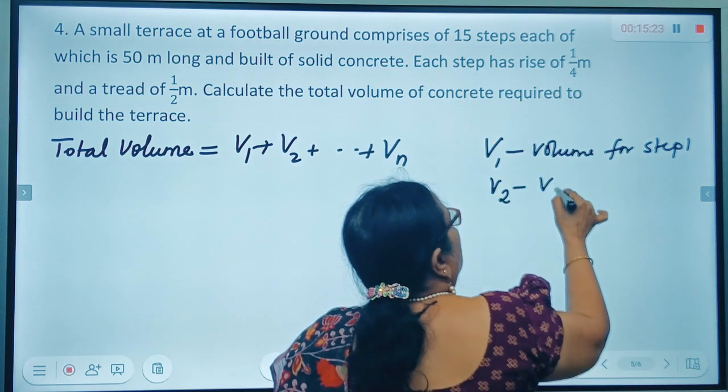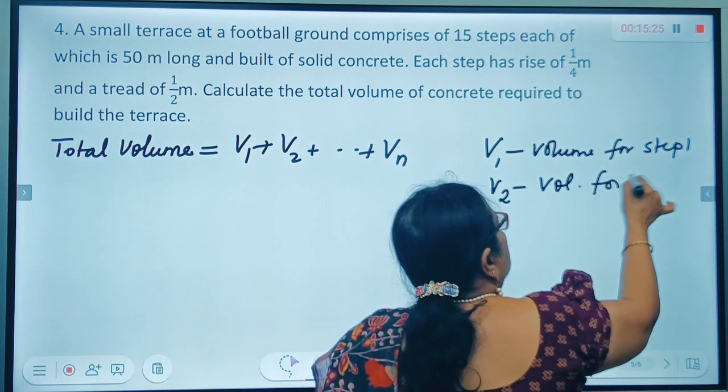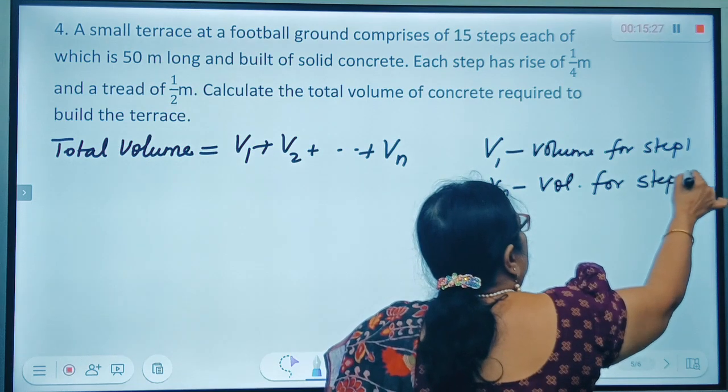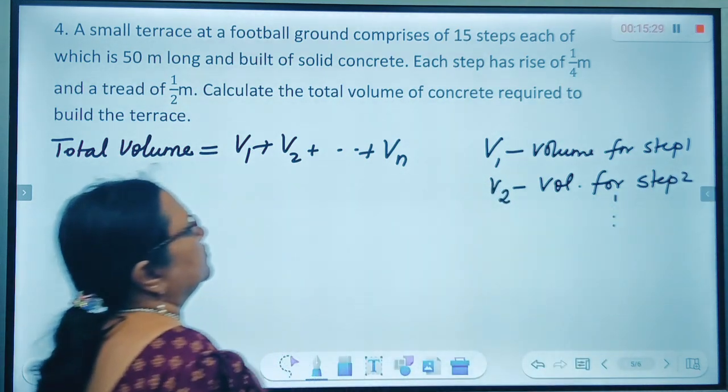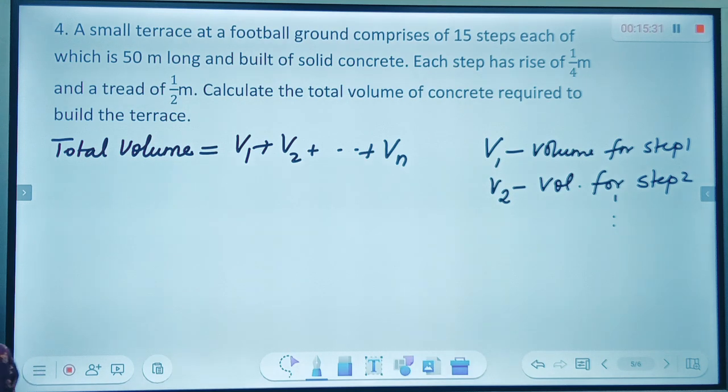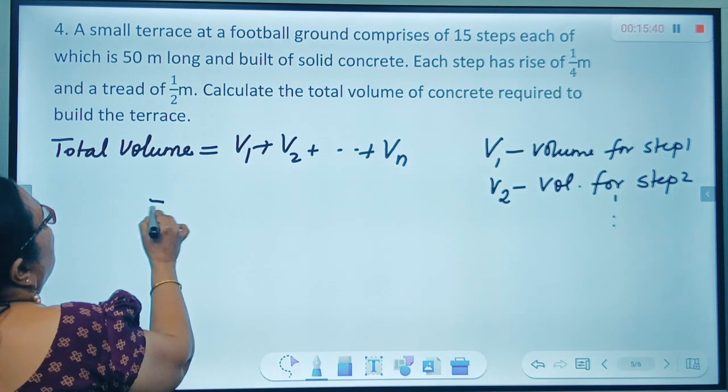V2 is the volume for step 2, and so on. Okay. Now, what is the volume? It is length into breadth into height, right? Now, each step is increasing by 1 by 4. So, the first step, what will be?